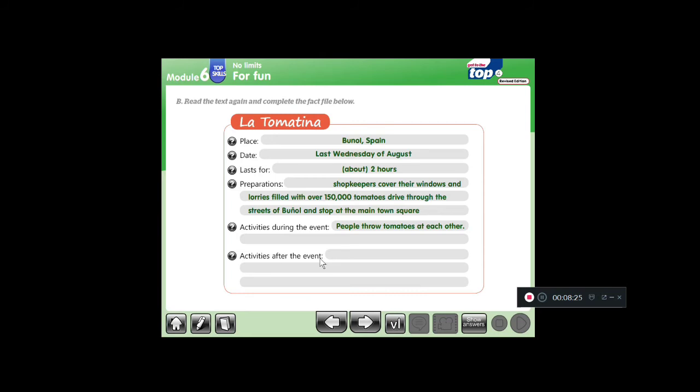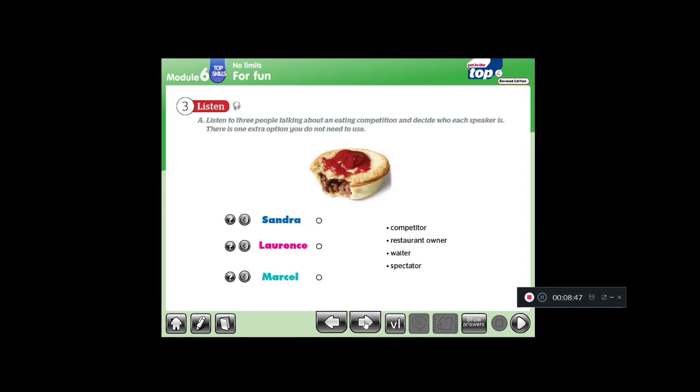Activities after the event. Después de todo el desastre que han ocasionado, ¿qué tienen que hacer? They take a shower. They clean up themselves. Se limpian primero ellos. Then they clean up the town. Tienen que limpiar la calle. Muy bien. They clean themselves and they clean up the town square. Okay.